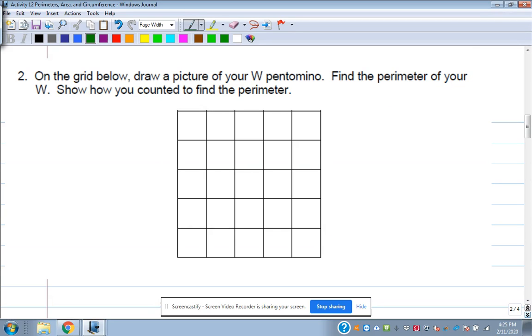Next page. On the grid below, draw a picture of your W pentomino, and find the perimeter of your W and show how you counted to find the perimeter. So the W pentomino, remember pentomino means it's got 5 blocks in it. So don't forget that. So I'm just going to draw here. Yeah, you can put it any which way you want. So there's my W pentomino, and I've colored it in so you can see it better.